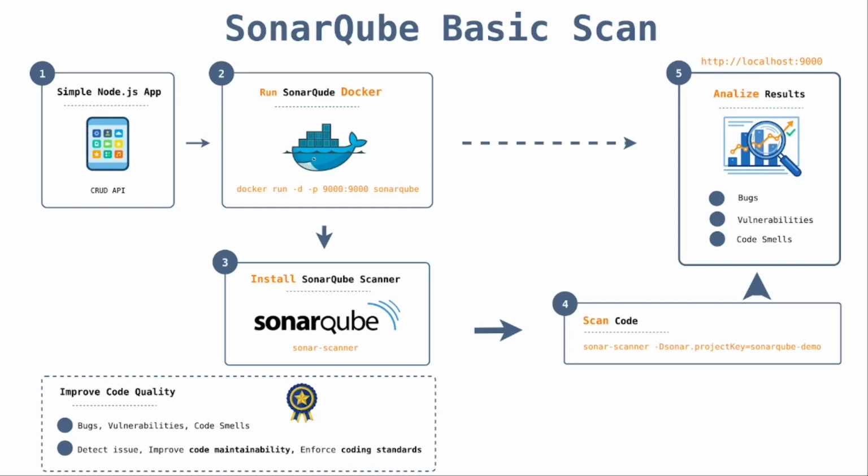The workflow is straightforward and practical. First, SonarQube is launched locally using Docker, making it easy to set up and access via a web interface. Then the Sonar Scanner CLI is used to analyze the source code of your project. The scanner sends the analysis results to SonarQube, where they are processed and displayed on a dashboard.